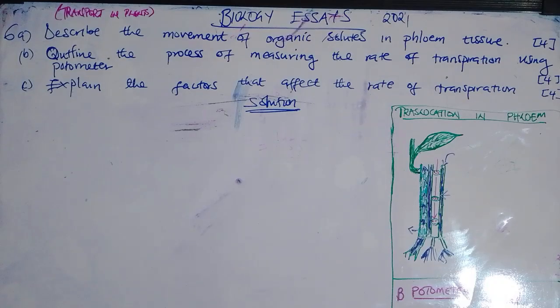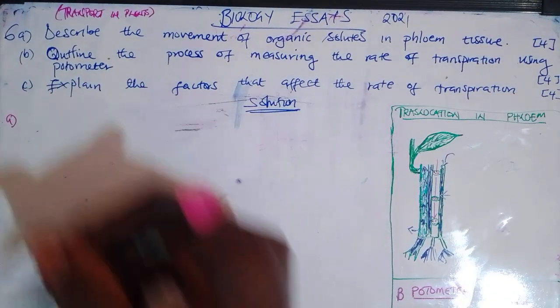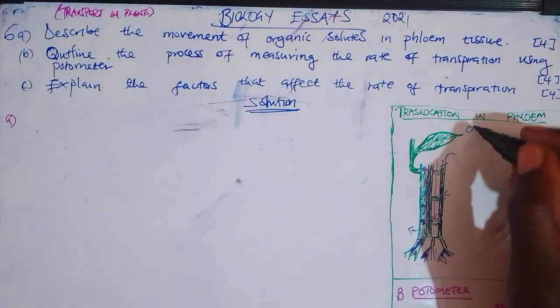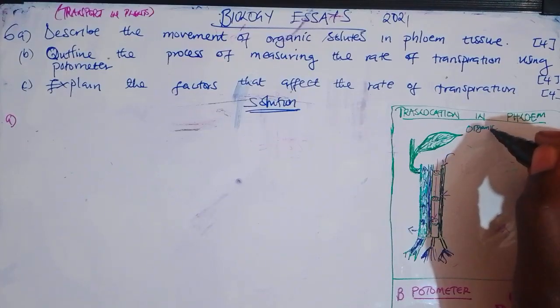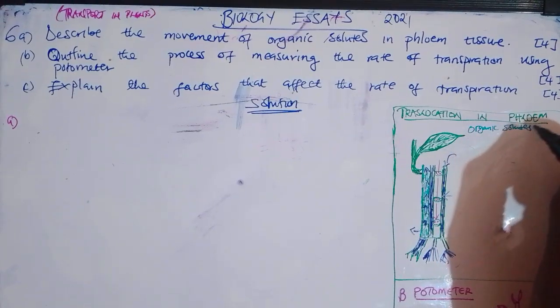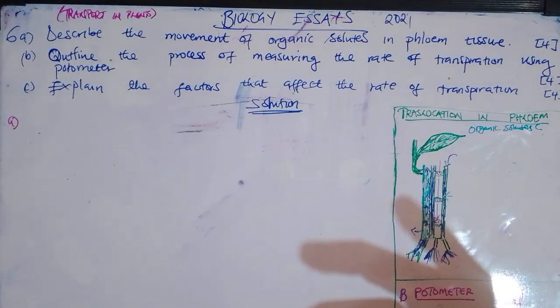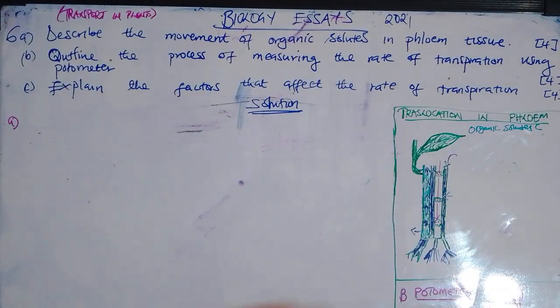So how can we describe the movement which happens in phloem tissue? First you need to understand what phloem is. When you're talking about phloem, this is a tissue which is responsible for transporting what? Organic solutes. So what are these organic solutes? Organic solutes can be sucrose, all those nutrients which are manufactured by the process of photosynthesis.